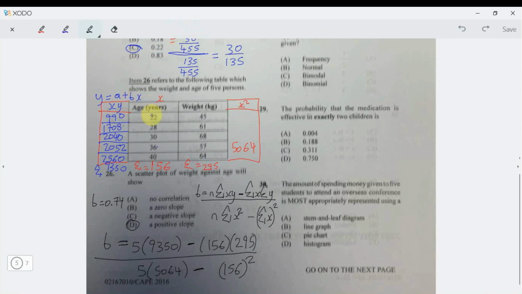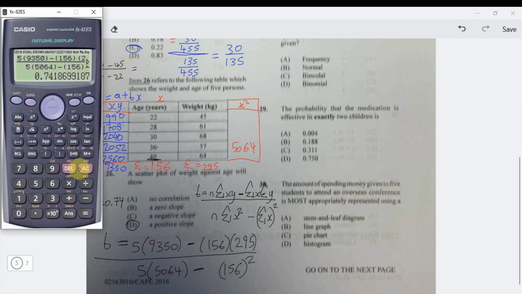Now guys, remember b just means the gradient of your line. You could have just used y2 minus y1 over x2 minus x1 and it was clearly going to be a positive slope, right? Clearly. 64 minus 45 over 40 minus 22. This alone was sufficient for you. Use the extreme endpoints and it was clearly going to be a positive slope.